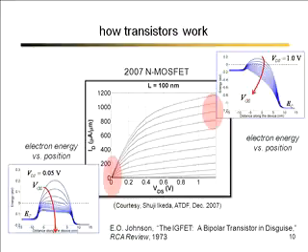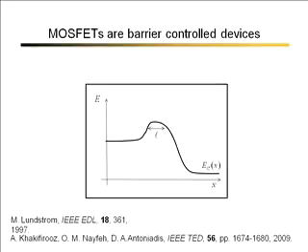Same thing happens in a bipolar transistor. There you have a voltage between the emitter and the base. The potential barrier between the emitter and the base determines the collector current. It's really very much the same device. That's why Ed Johnson called the MOSFET, or insulated gate field effect transistor, a bipolar transistor in disguise. All right. So that's the way we want to think about MOSFETs.